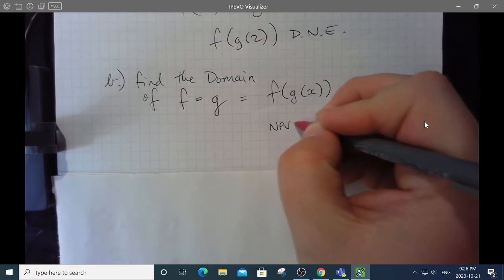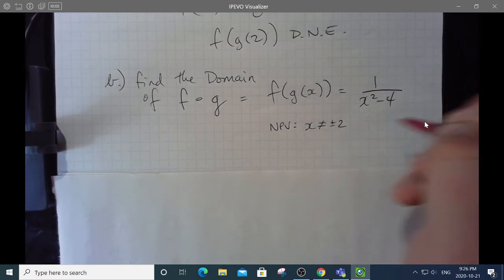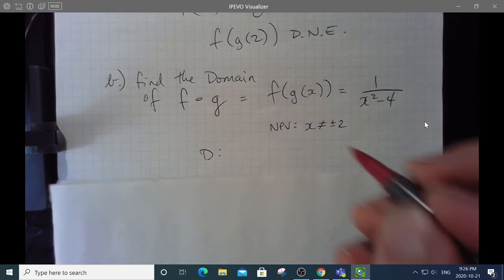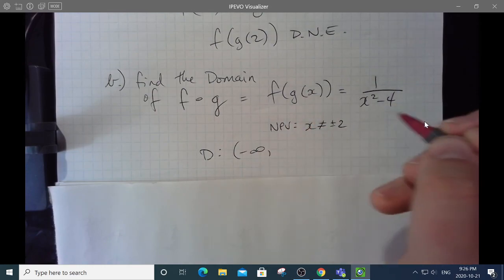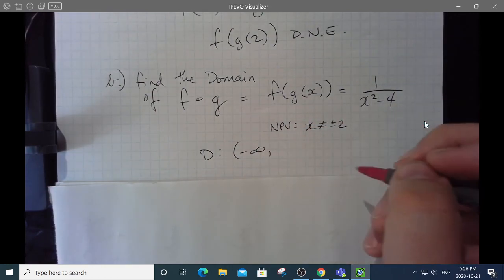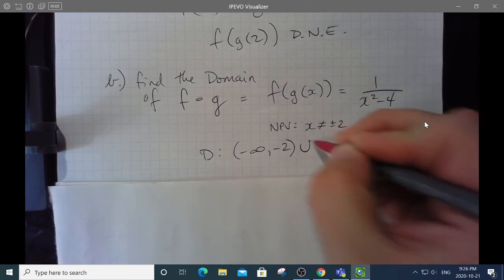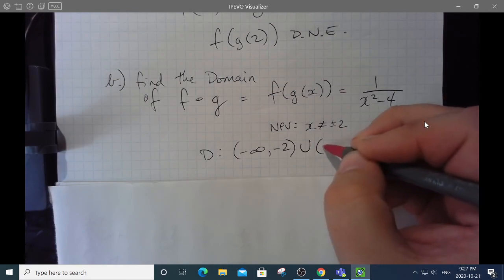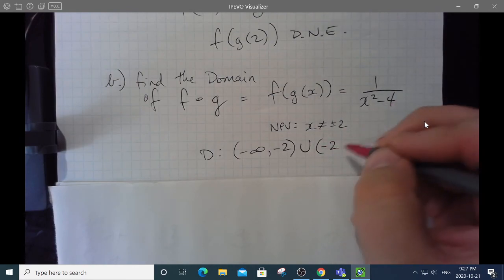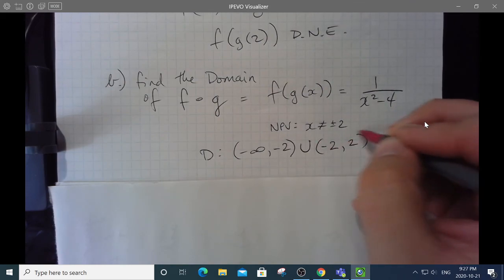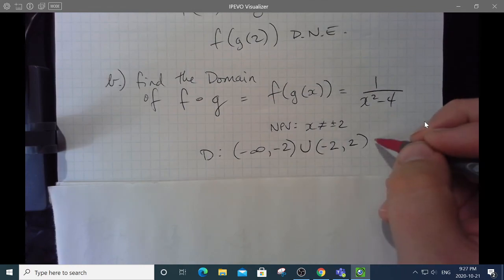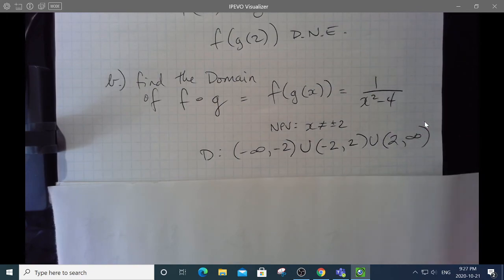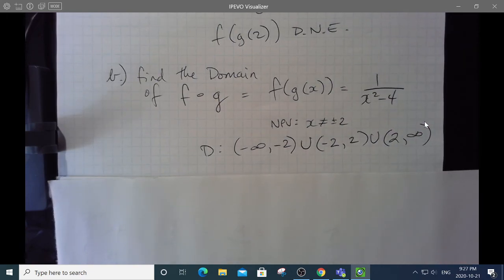The non-permissible values here are that x cannot equal plus or minus 2, because if I plug positive or negative 2 in here, I get division by 0. So that means that the domain is, well, I could go from negative infinity up to, but not including negative 2, together with negative 2 up to positive 2. But notice those are curved brackets, which means you can't actually be those numbers. And then together with, you could go from 2 to positive infinity.